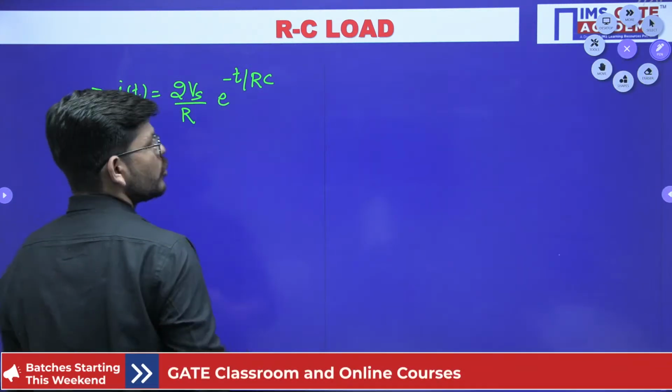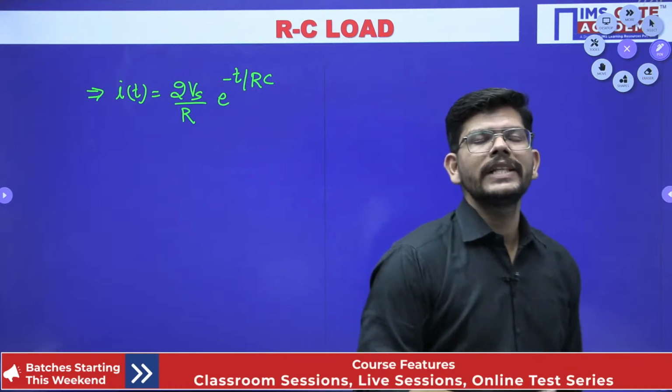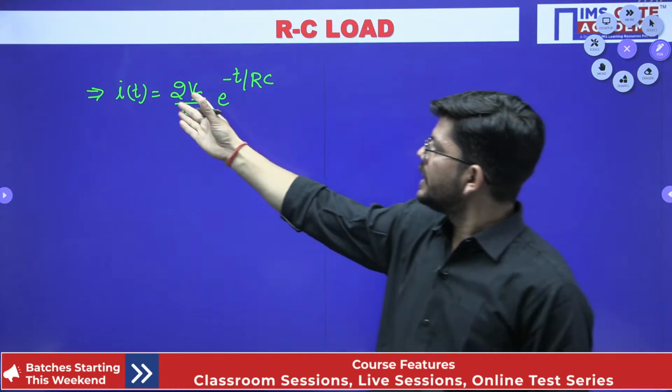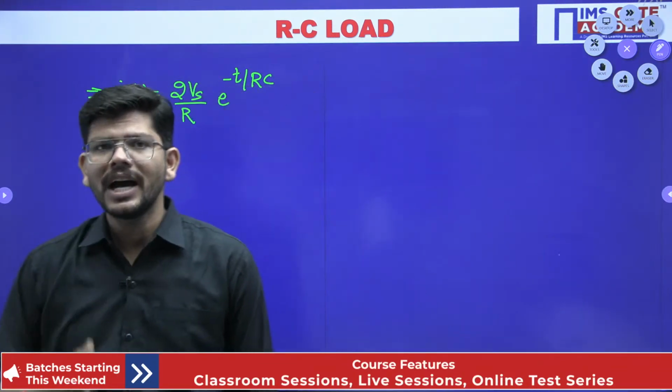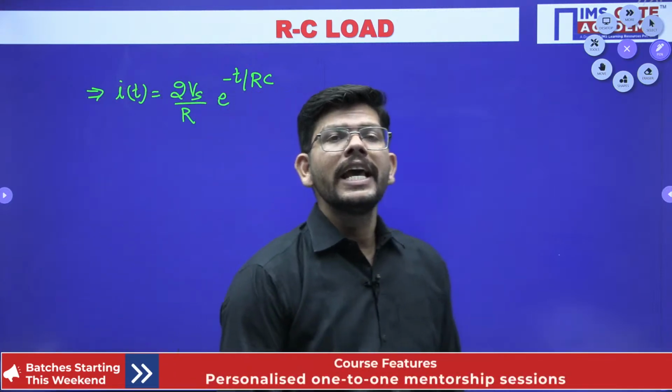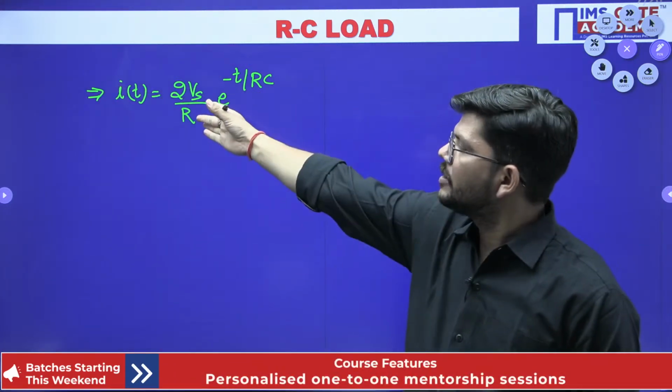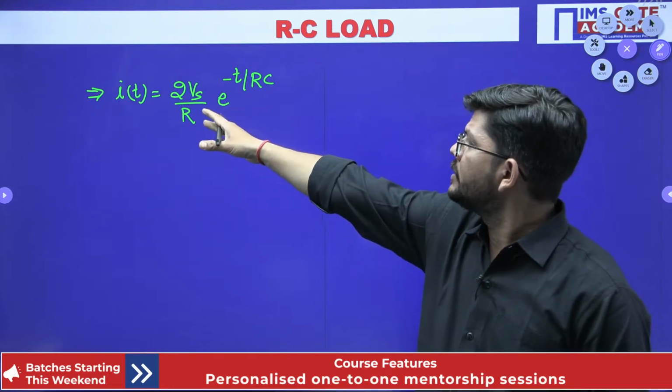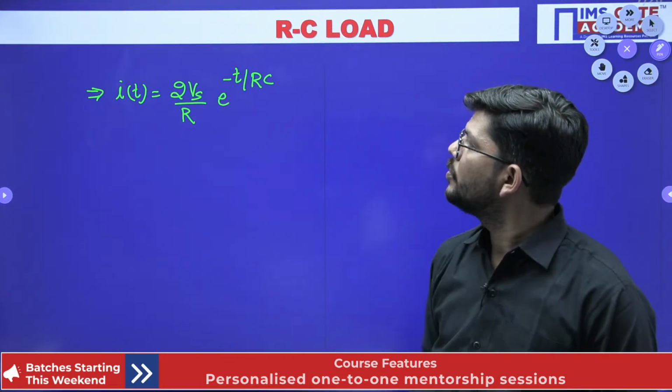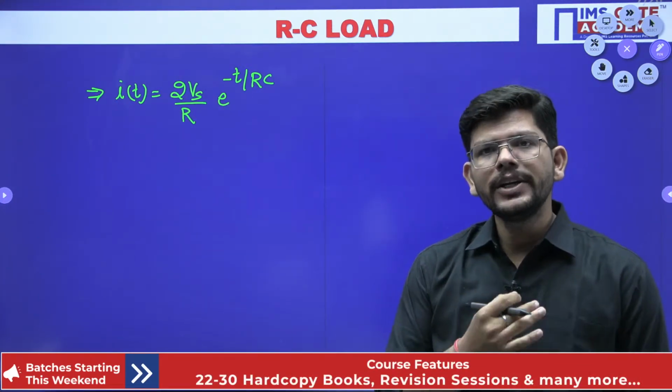Isn't it? So if the capacitor was not charged with any voltage, I obtained a current expression of Vs upon R e to the power minus t over RC. If my capacitor is charged with a voltage of minus Vs, I have an expression of 2 Vs upon R e to the power minus t over RC.